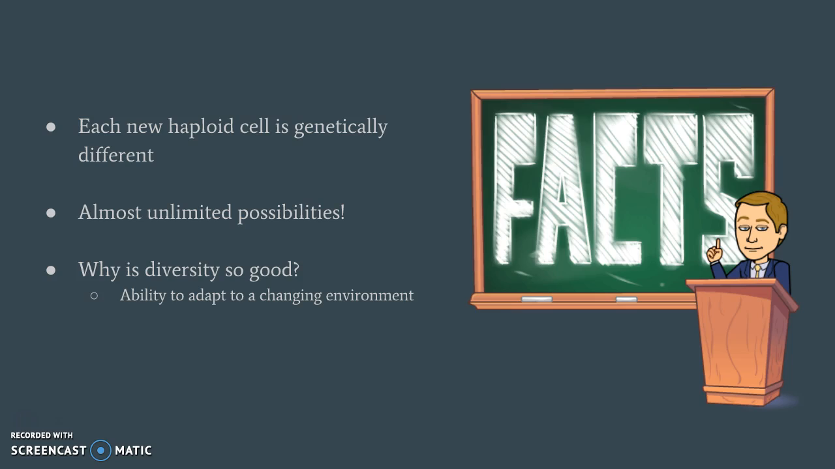If we were all exactly the same, and we were all clones of each other, and let's say one disease came into the population, that one disease could possibly wipe everyone out because no one would have a defense. But possibly through genetic diversity, 1 or 2 or 3 individuals of that population could possibly survive. So that's good for the species.